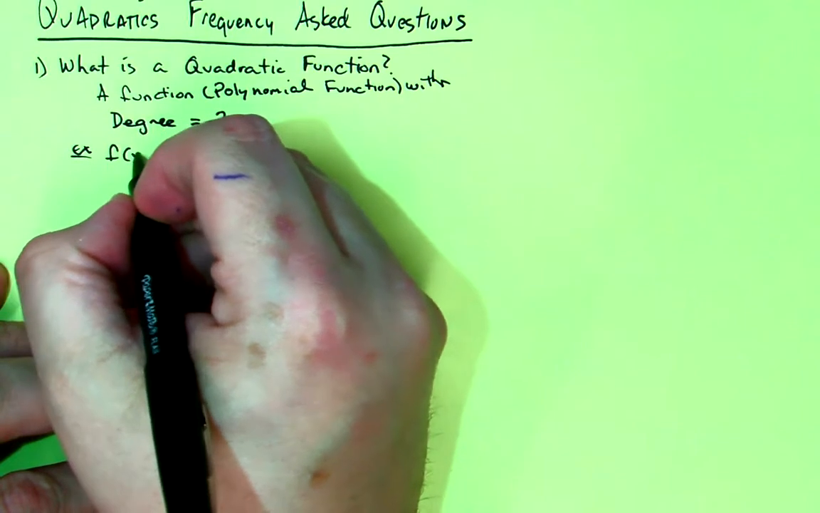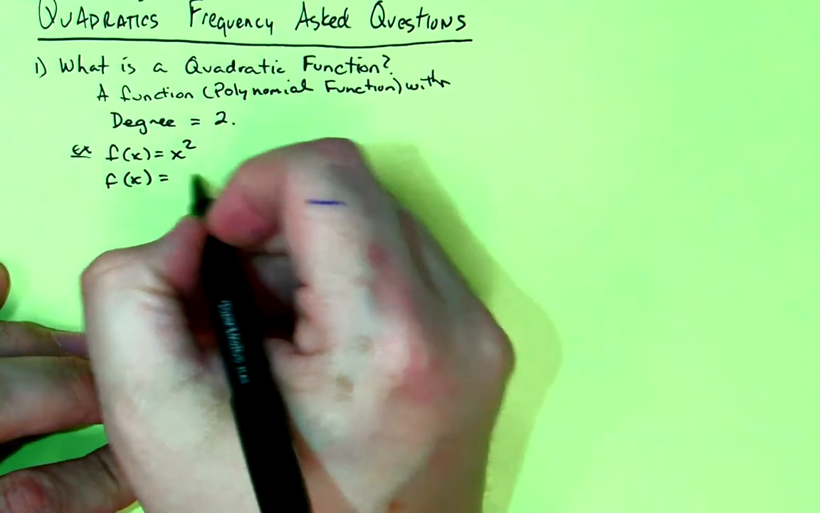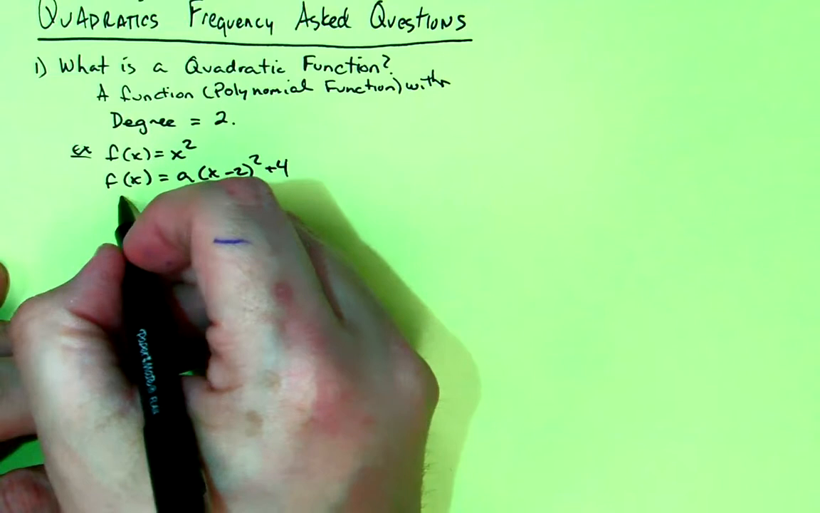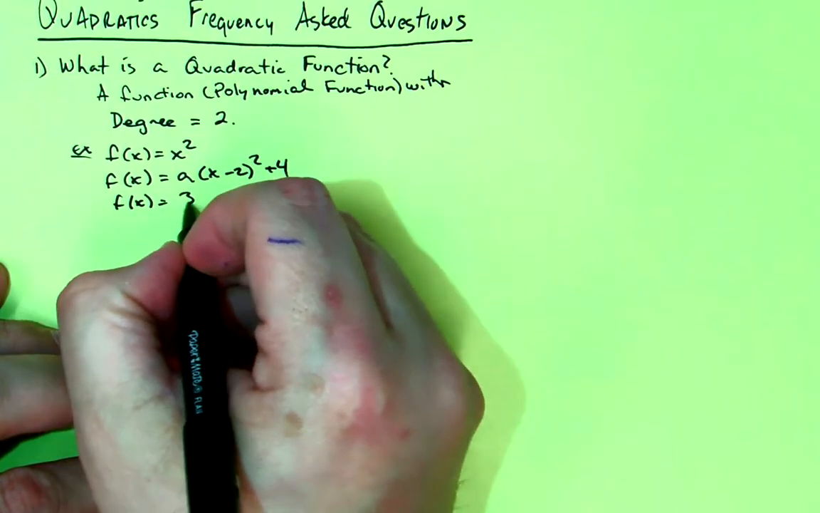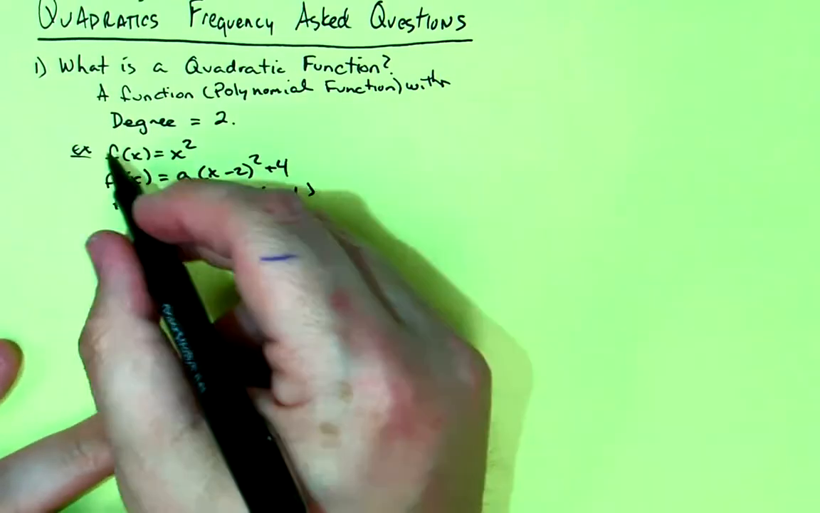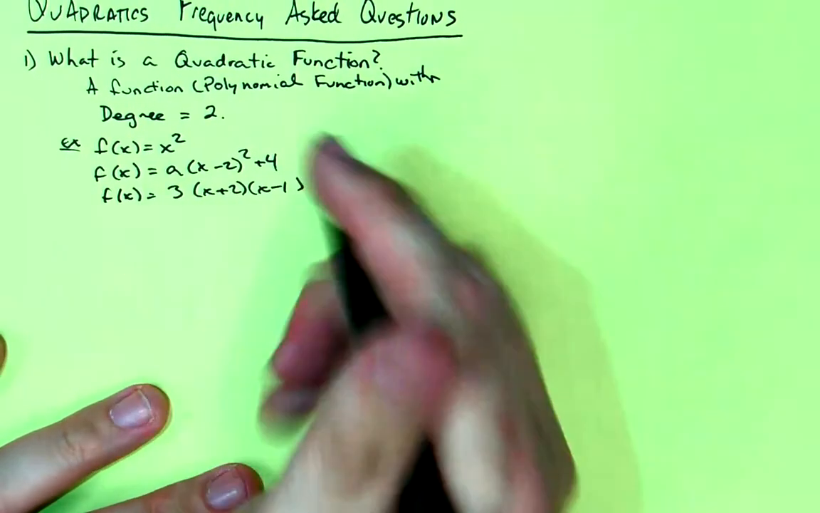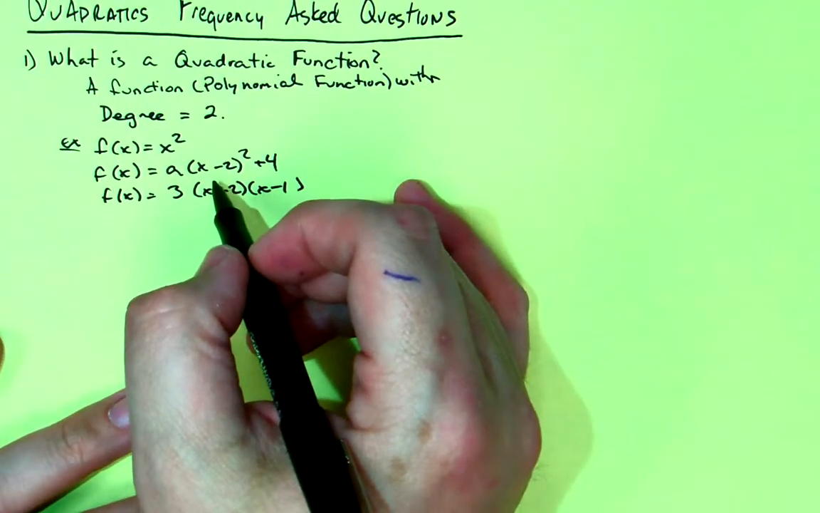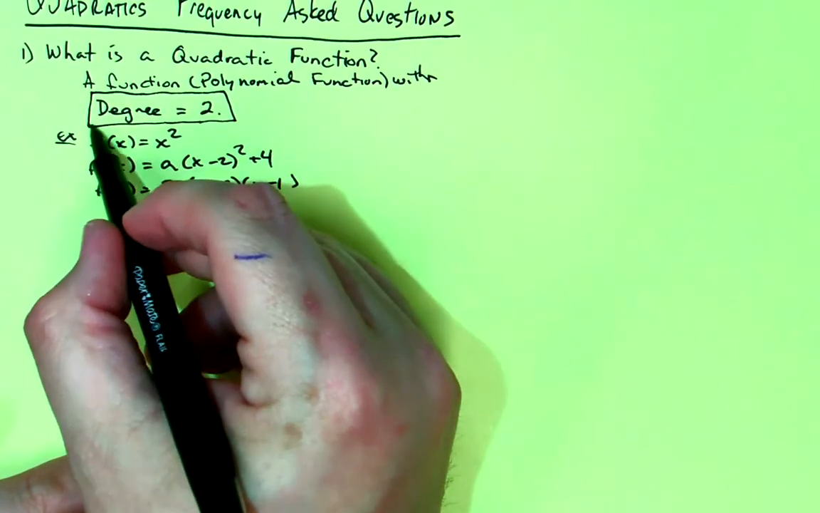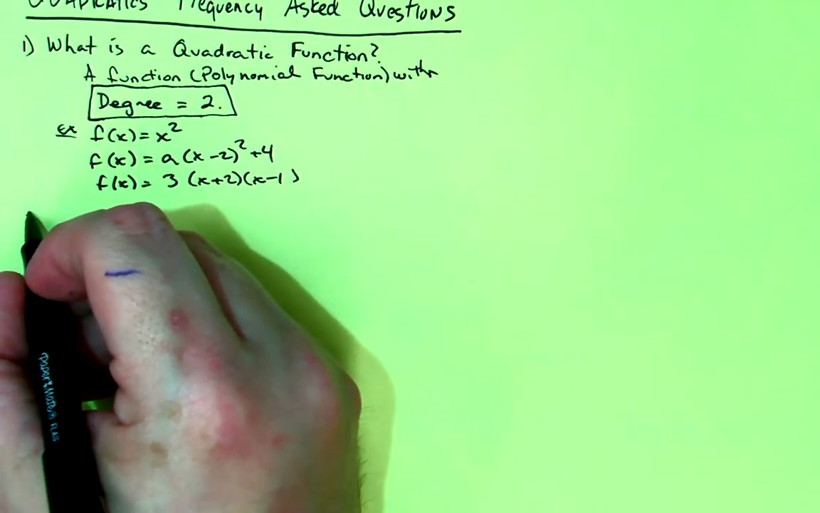Examples: f of x is equal to x squared. f of x is equal to a times x minus 2 squared plus 4. f of x is equal to 3 times x plus 2, x minus 1. All of these are quadratic functions. They're in different forms, but every single one will have a factor of 2. So that's the degree of 2. That is what we get from quadratic functions.